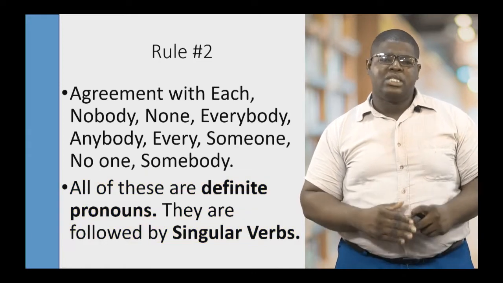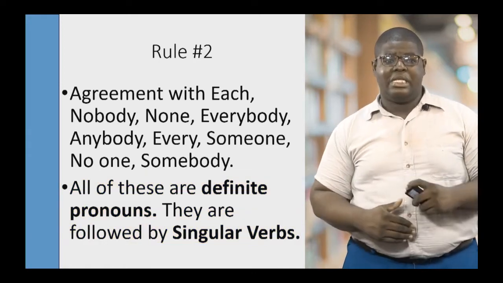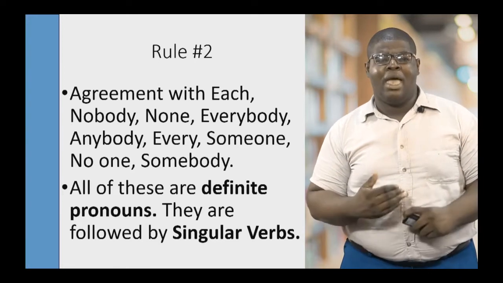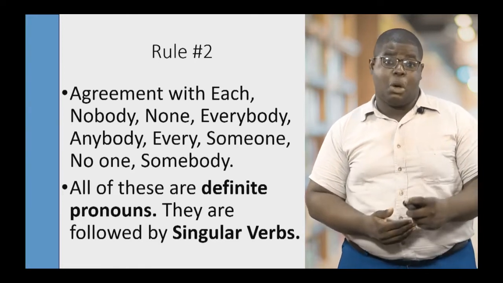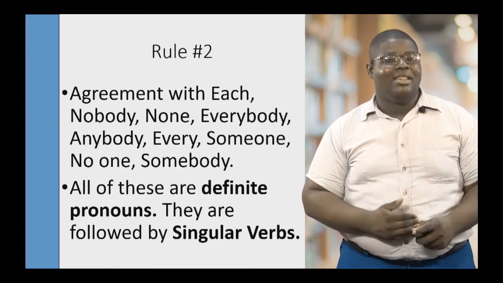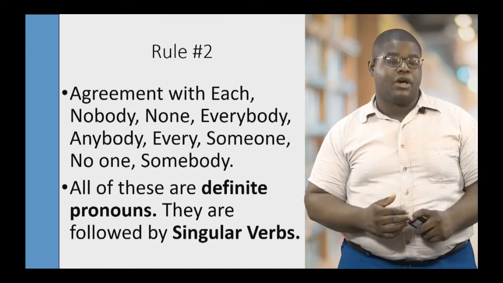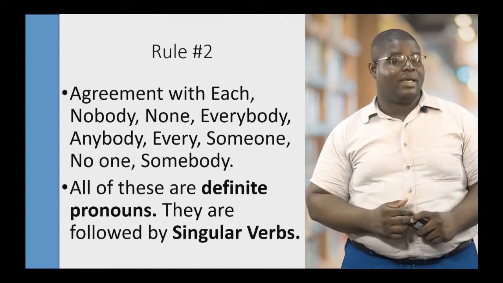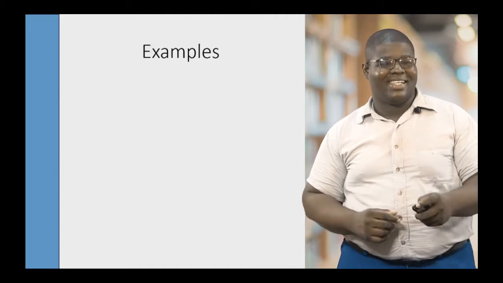So whenever you see a definite pronoun, such as each, nobody, none, everybody, anybody, every, someone, no one, somebody, they are followed by the singular verb. And we know the singular verb ends with an S. Let's continue.